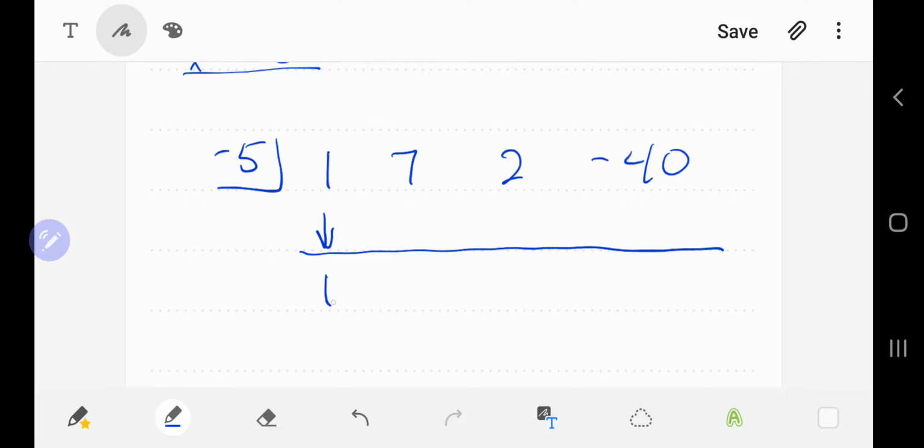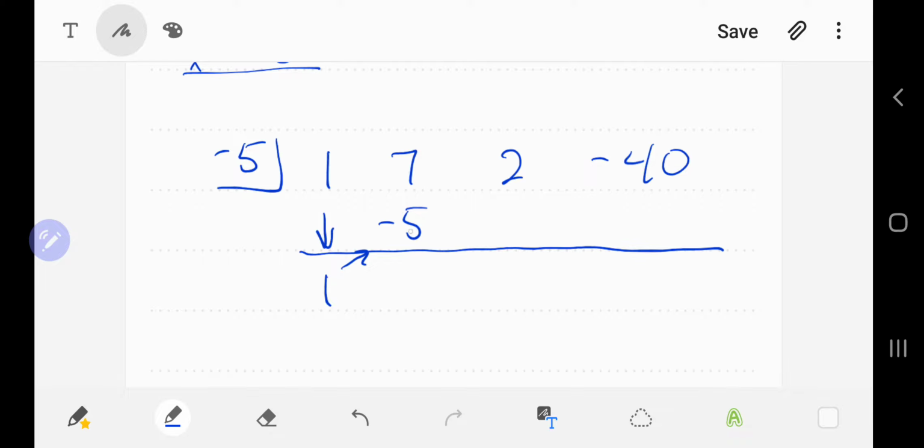Now, for the steps for synthetic division, the first step is to bring down this first number. Here the 1 drops down. If this was a 2, it would still drop down. Whatever it is, it drops. And then numbers that are below the line get multiplied by the number in the box. So negative 5 times 1 makes negative 5. Do you see where that goes? Above the line.